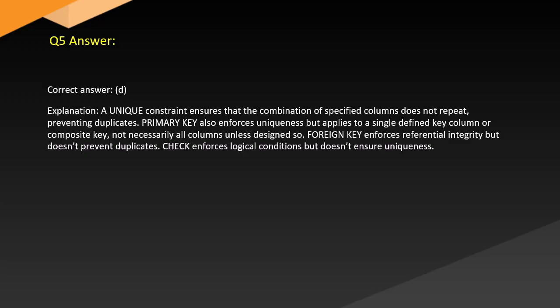Answer. Correct answer: D. Explanation. A unique constraint ensures that the combination of specified columns does not repeat, preventing duplicates. Primary key also enforces uniqueness but applies to a single defined key column or composite key, not necessarily all columns unless designed so. Foreign key enforces referential integrity but doesn't prevent duplicates. Check enforces logical conditions but doesn't ensure uniqueness.